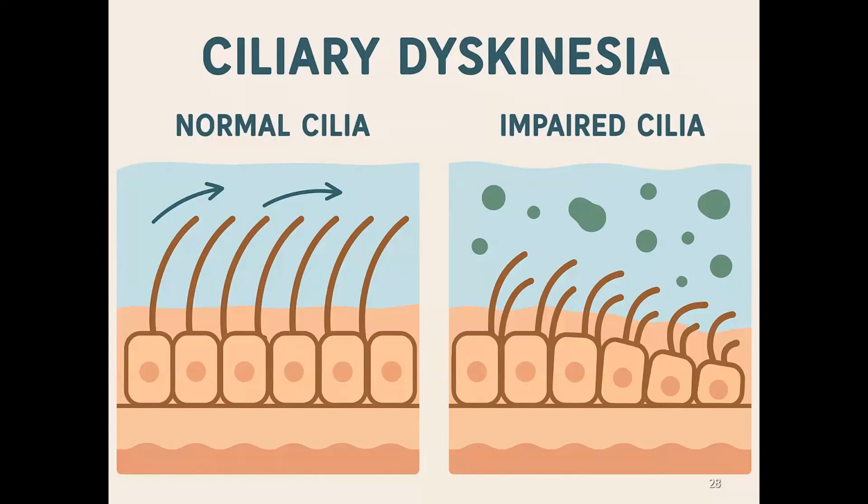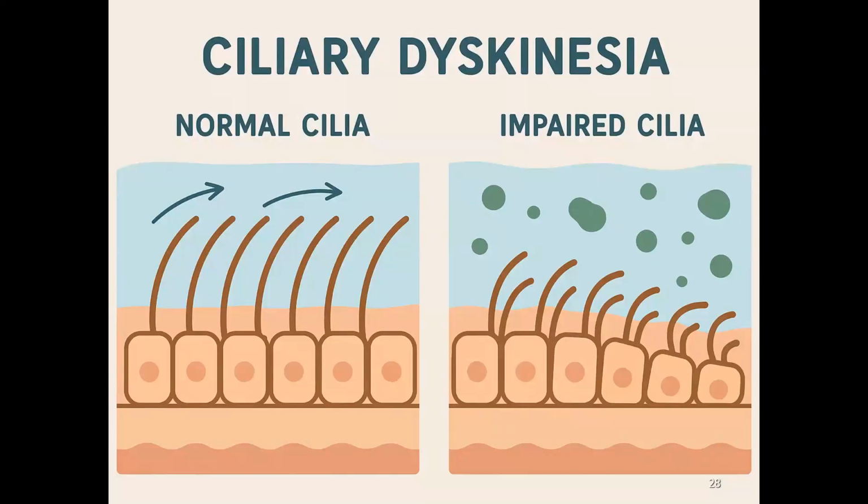This allows mucus and pathogens to accumulate, causing chronic and recurrent infections of the sinuses, middle ear, and lungs. Over time, this can result in progressive lung damage similar to cystic fibrosis. It is caused by genetic mutations that affect the proteins responsible for ciliary structure and motion.